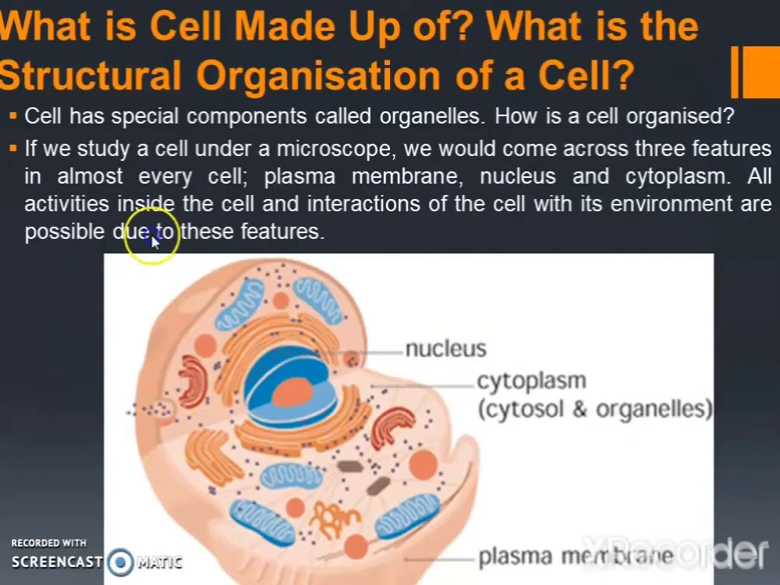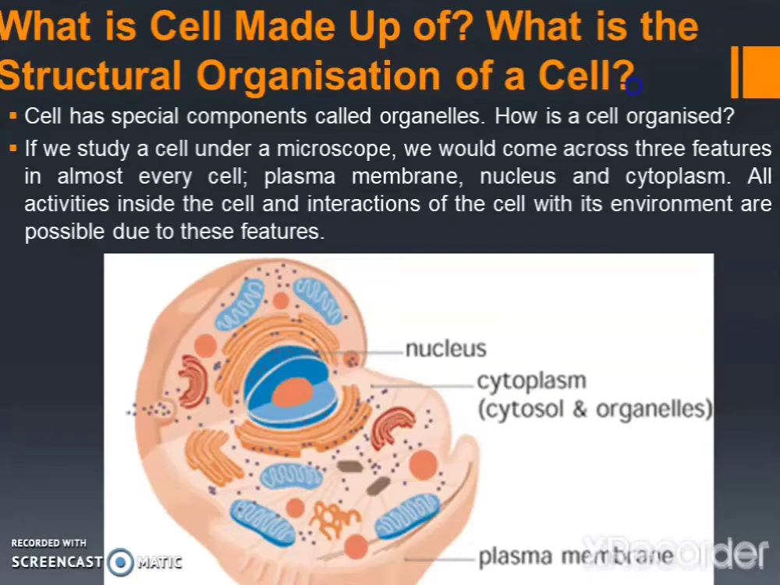We are going to start with the next one, that is, what is a cell made up of, and what is the structural organization of a cell? What are the essential things inside that cell? So a cell has special components called organelles. We studied about it, right? Every cell will contain a number of organelles. So cells have special components called organelles.